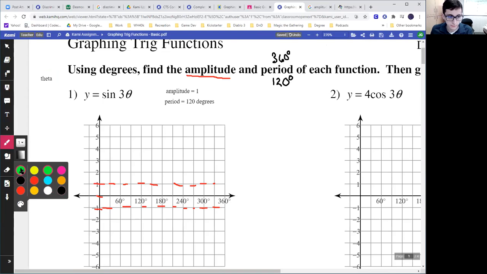So now let's graph this thing. If we put in 0 degrees, that will be sine of 0, which is 0. So we get this point. If we put in 30 degrees, this is going to read as sine of 90 because it's 3 times 30, which is 1. So when we put in 30, we get out 1. So 30 is here, we're getting out 1.